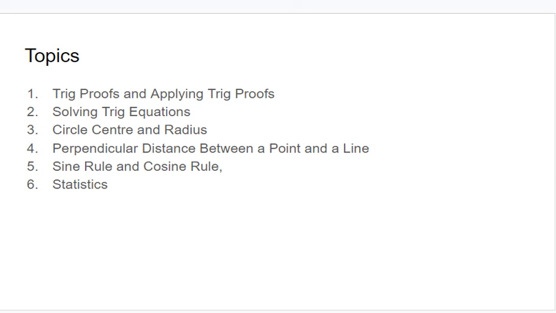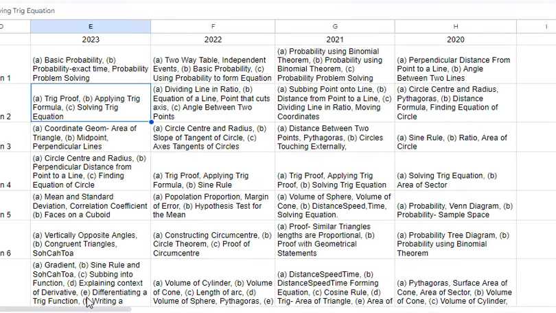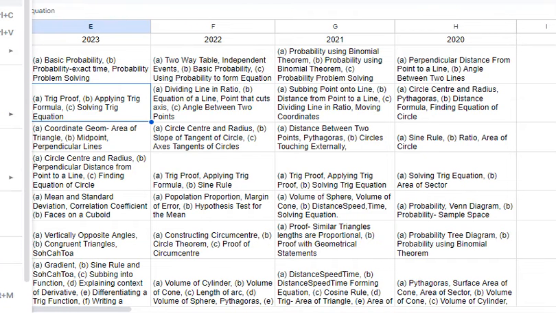So the first one anyway is trig proofs. This question came up last year in 2023: prove that sine of a plus b is equal to sine a cos b plus cos a sine b. This is a proof that's in your book and that you just have to learn off. Trig proofs have come up the last few years. Here's just an overview of the last few years.